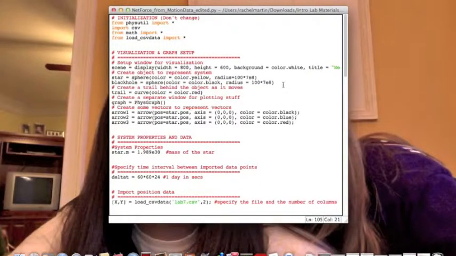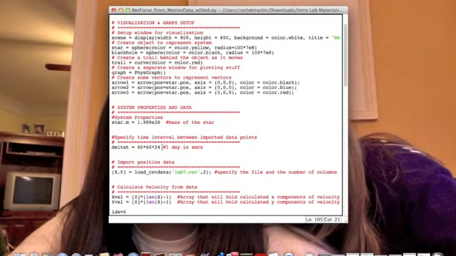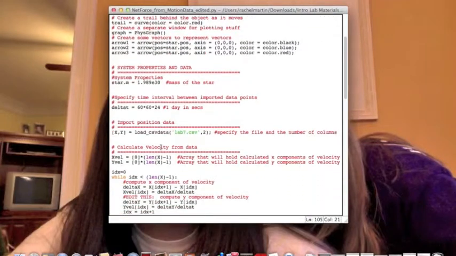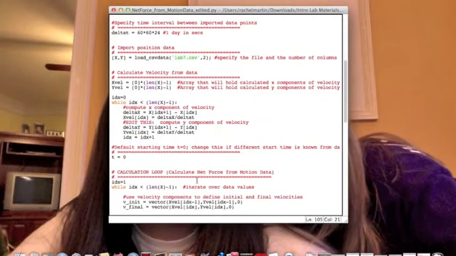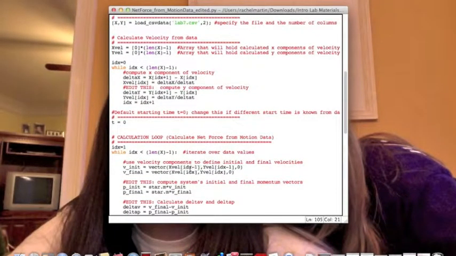Here is the code that I edited to predict the mass of the black hole. First, I changed the mass of the star, which was given in the problem. I changed delta t to equal 60 times 60 times 24 to equal the number of seconds in a day. Delta x was initially given, but not delta y, so I added delta y and y velocity, which was necessary to predict the velocity and momentum vectors. I changed v initial to equal x velocity index minus 1 and y velocity index minus 1, and changed v final to equal x velocity index and y velocity index. The velocity in the x direction was 0.